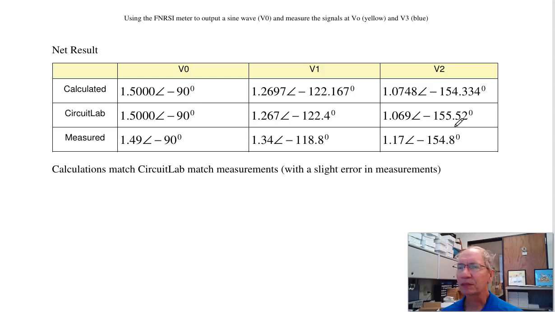So again, calculations, phasor analysis works, Circuit Lab works, the real acid test is measured. These are all good ways to describe what you're going to measure.